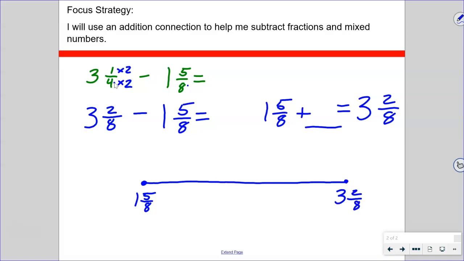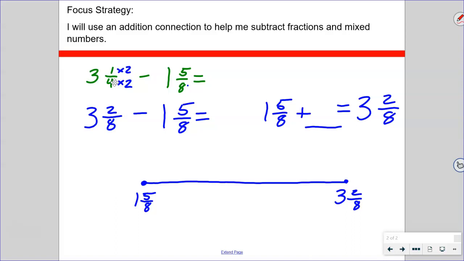So now we're going to start doing some jumps. On this problem, I'm going to do something different because you can do more than one kind of jump. Instead of jumping to get myself to the closest whole number, instead of jumping to 2, I'm going to add as many wholes as I can. So if I add 1, that's going to get me to 2 and 5/8. But if I add 2, that would get me to 3 and 5/8, which would actually be too far. So I can't go too far.